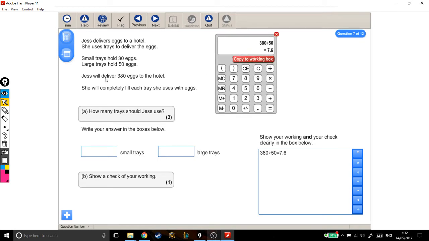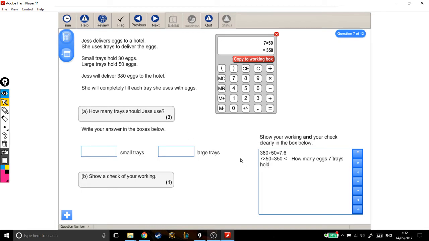However, she says she'll completely fill each tray she uses, so I can't have 0.6 of a tray. So let's take it down. Let's say I use 7 big trays. Each tray holds 50 eggs, so 7 big trays times how many eggs they each hold will give me how many eggs 7 trays can hold, which is 350. Let me just write that down: how many eggs 7 trays hold.